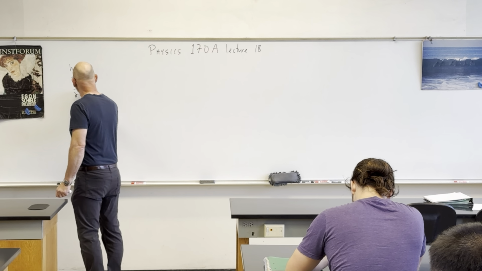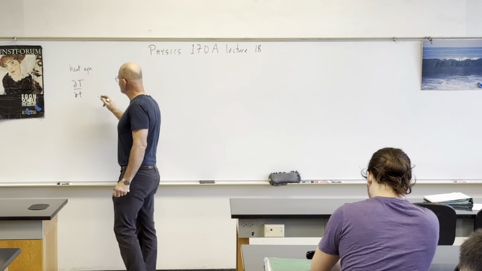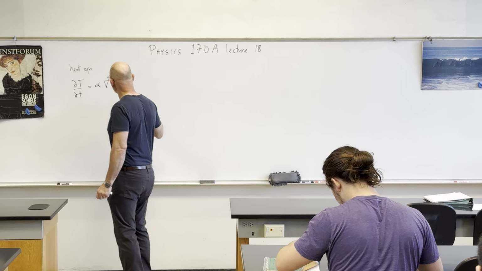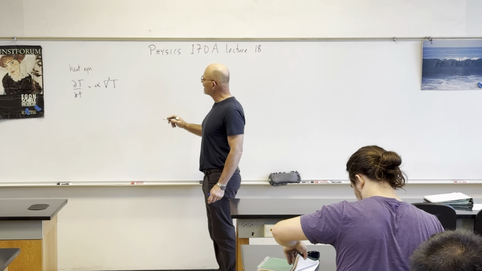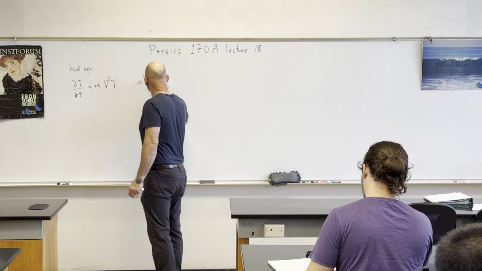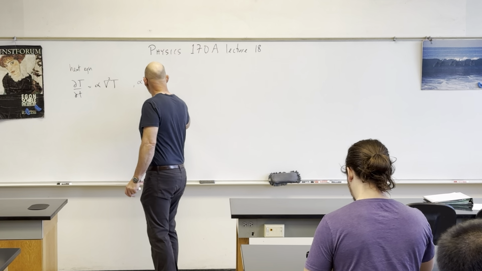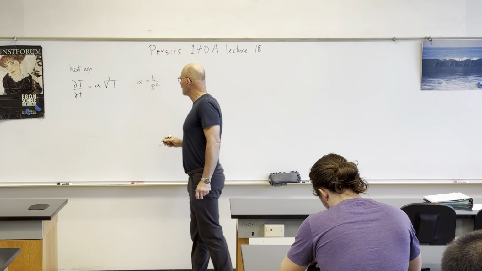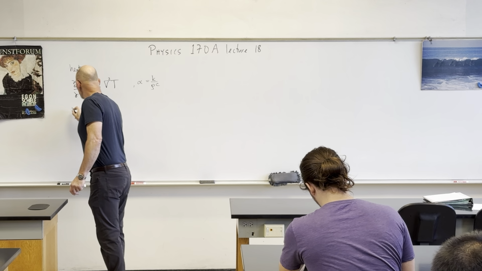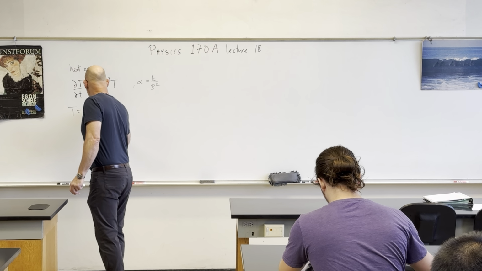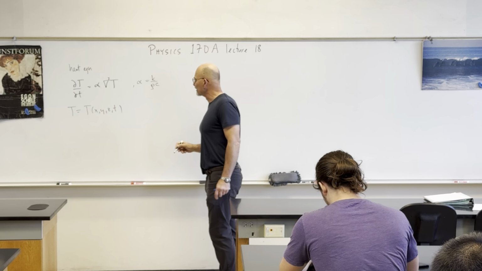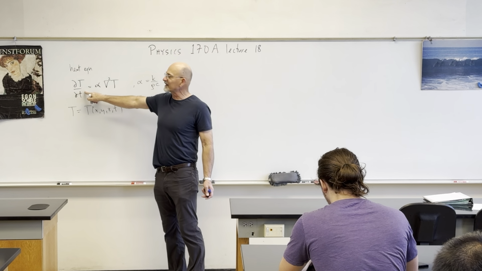dT, temperature with respect to time, equals alpha del squared temperature. So you have to define what's going on here. This alpha was thermal conductivity divided by density and specific heat. The temperature is a function of position and time. So you're doing a partial derivative with respect to time here.